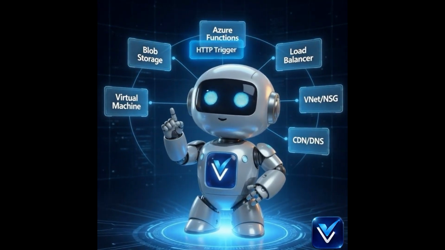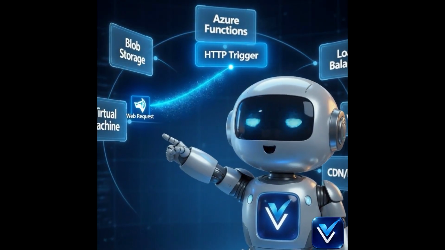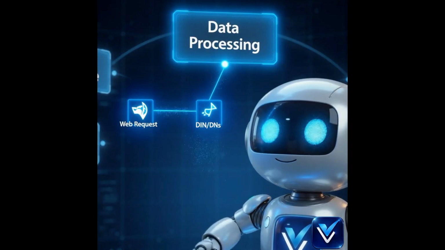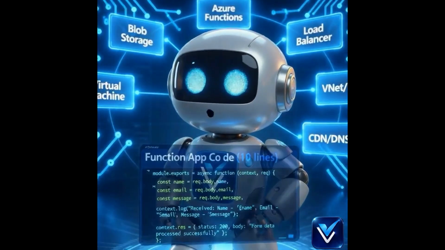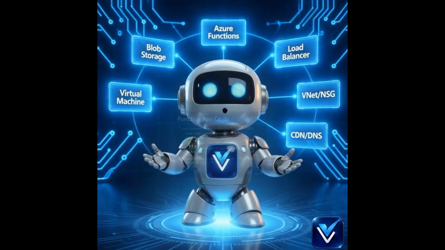Step 2. Add a new function with an HTTP trigger. This function wakes up whenever it receives a web request, processes data, then sleeps again. Step 3. Read the form data. With just 10 lines of code, we extract name, email, and message from the post body.